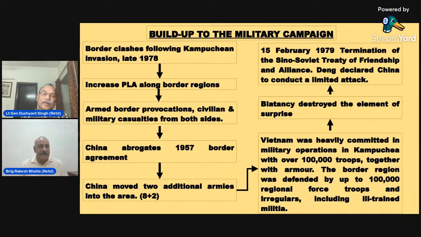The attack takes place on 16th February, but on 15th February 1979, the Chinese unilaterally terminated the Sino-Soviet Treaty of Friendship and Alliance from the 50s, which they had carried out. And Deng declared that China is going to conduct a limited attack on Vietnam. So this is how the build-up to the 1979 military campaign was.